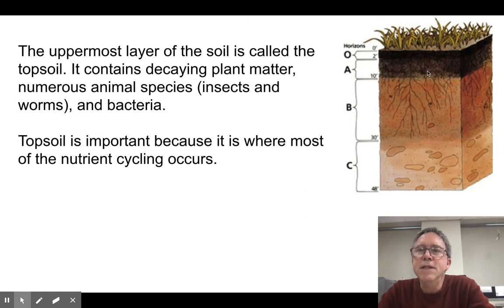Now, this is an area where we have both mineral material and organic material that's formed from the decaying of fallen plant materials like leaves and dead grasses up here. And again, this topsoil is really important because that's where nutrient cycling happens. It's important for humans because this is what we use for growing our crops.